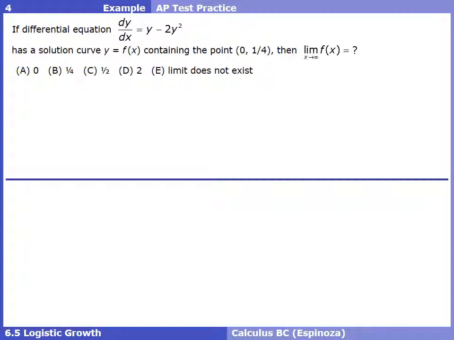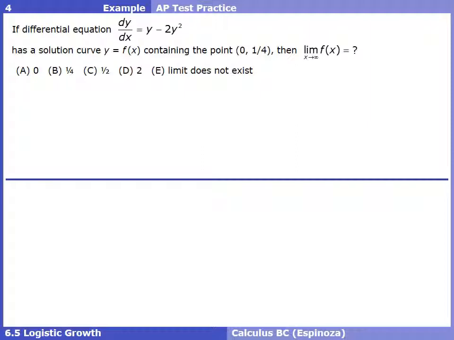Okay, so in that last slide we did a really big and involved problem, but usually on the AP test, these logistic growth model equations are a little more straightforward and you don't have to go through all that process. So here we're given a differential equation, but it doesn't mention it's logistic growth. We're going to have to recognize that it's logistic growth, and we'll get to that in a second.